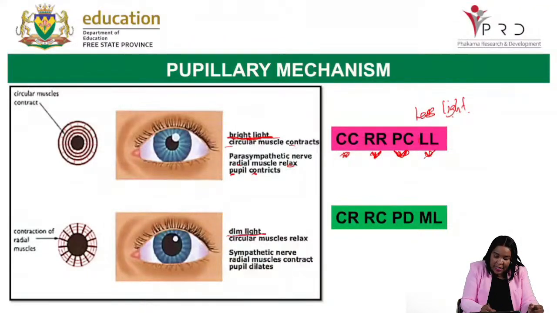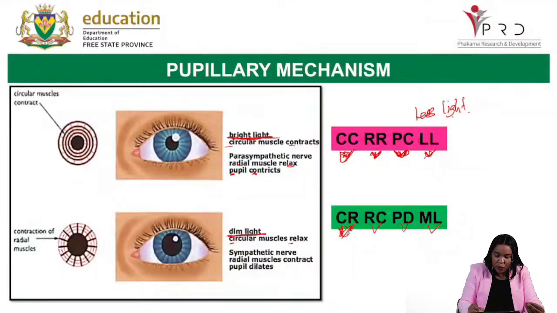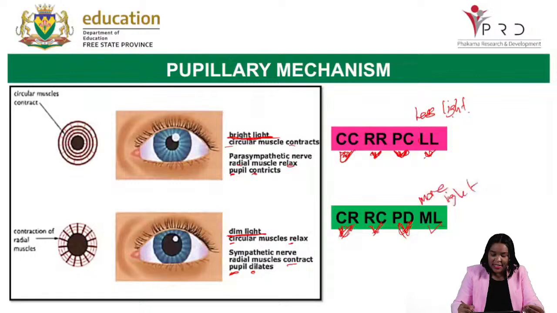And then during the night, in dim light, it is CR, RC, PD, ML. So you want more light to come in. What is going to happen? Your ciliary muscles are going to relax. So ciliary muscles relax, unlike here, where ciliary muscles contract. You see, you have CR now. Then the radial muscles are going to contract. It's the opposite of what was happening above there. The radial muscles are going to contract, and then the pupil is going to dilate here. Pupil dilate, and then more light is going to enter the eye. This is during dim light because you want to see more.